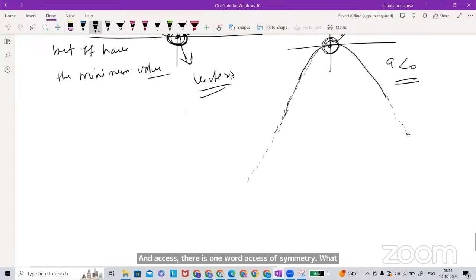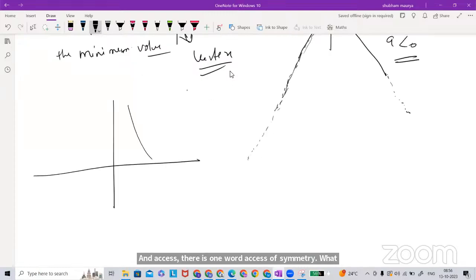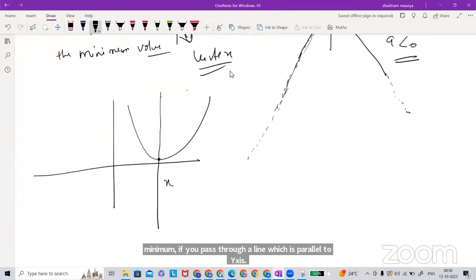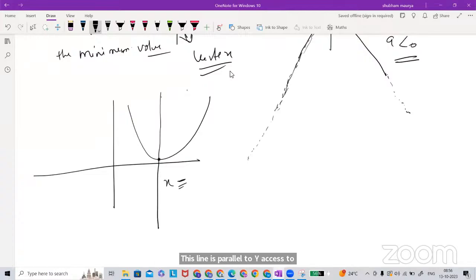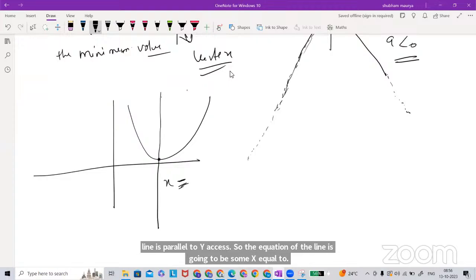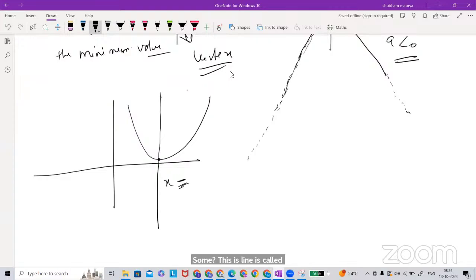What is the meaning of axis of symmetry? Suppose you have this parabola, and where it has the minimum, you pass a line parallel to the y-axis. The equation of this line is going to be x equal to some value. This line is called the axis of symmetry.